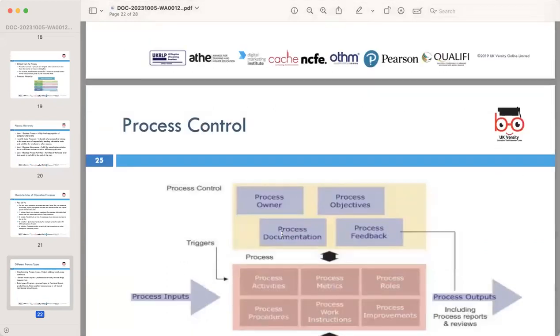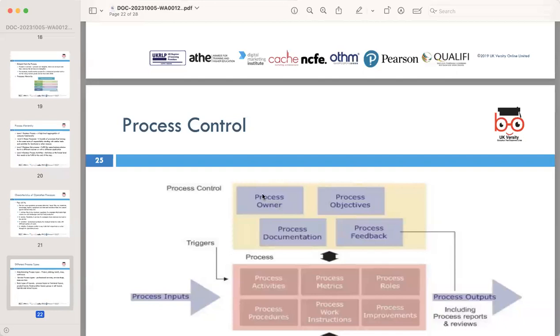Right here: process control, process owner, process objectives, process documentation, and process feedback. So process control basically involves managing and regulating the operations of a process to ensure that it functions effectively and efficiently. It refers to the methods and techniques used to ensure that a specific process operates efficiently and consistently to meet its objectives. It involves monitoring, adjusting, and maintaining the process to achieve desired outcomes.